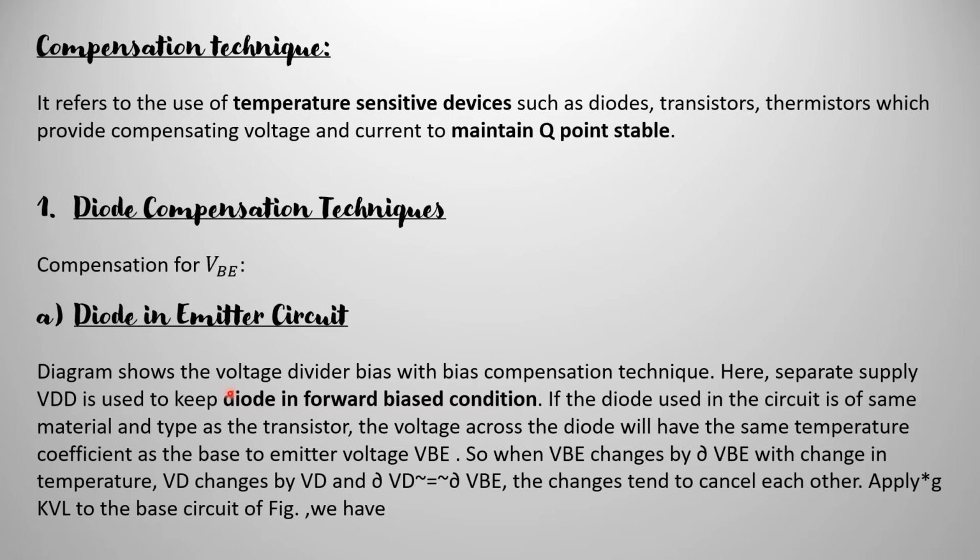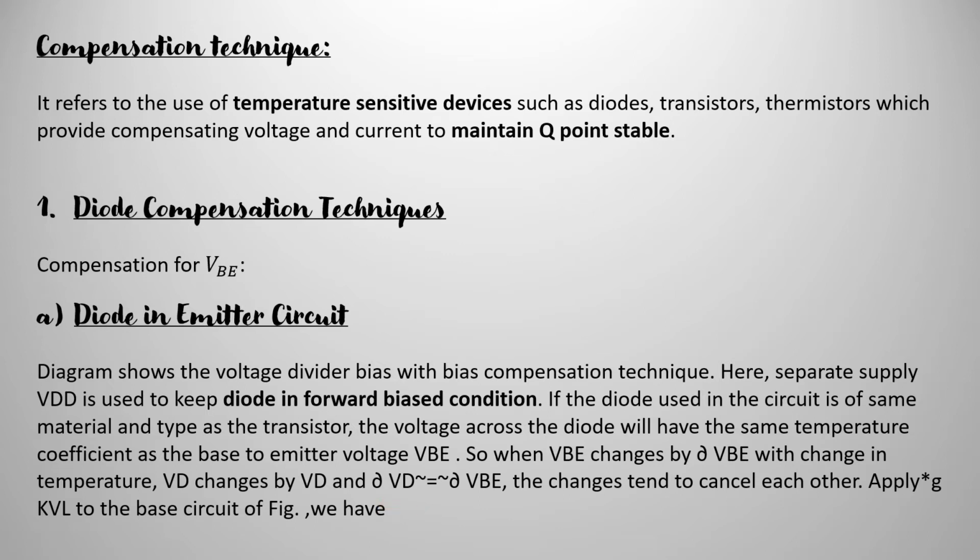Our diagram would consist of a voltage divider bias with bias compensation technique using a diode. Here there is a separate supply called VDD, which is the voltage of the diode, and the diode will be in the forward biased condition. Care must be taken that the diode as well as the transistor should be of the same material and type so that they will have the same temperature coefficient as the base to emitter voltage. Due to the rise or change in temperature, there is a delta VBE change in the base emitter voltage. Similarly, a delta VD change in the diode voltage. These changes will tend to cancel each other and hence their effect is nullified.